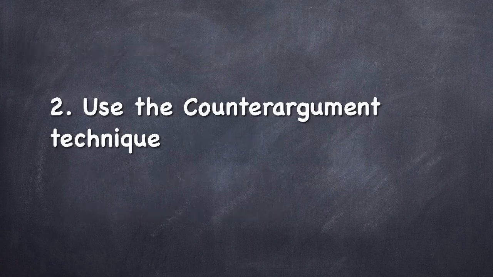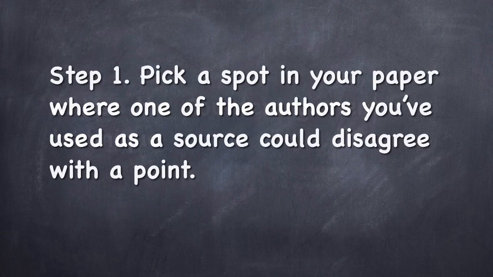Number 2, use the counterargument technique. And it's a 3-step process. Step 1, pick a spot in your paper where one of the authors you've used as a source could disagree with a point, or where anybody could really disagree with one of your points there.